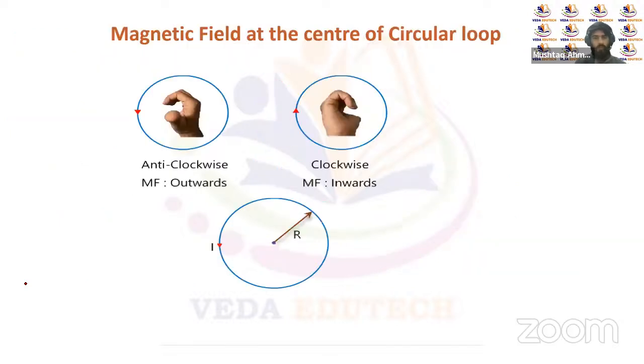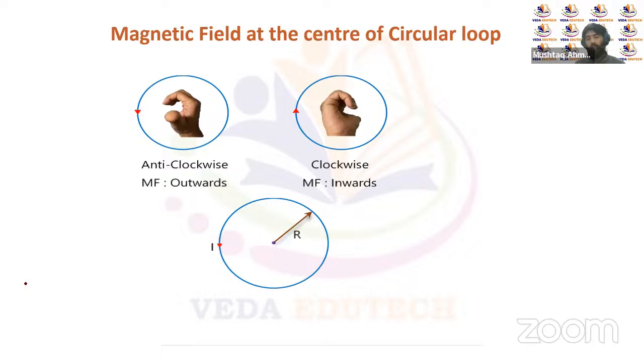Let's move on to the next concept. Now, the very important concept, another application of the Biot-Savart law, is the magnetic field at the center of a circular loop or at the center of any circular arc, right? So we can find the magnetic field due to any circular arc or due to a complete circle, due to any loop.